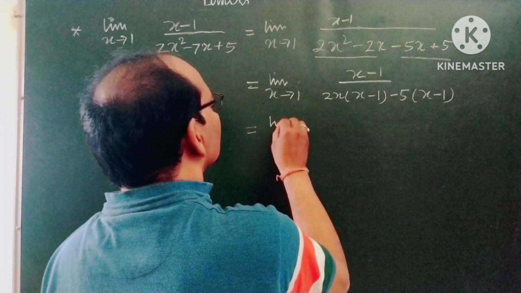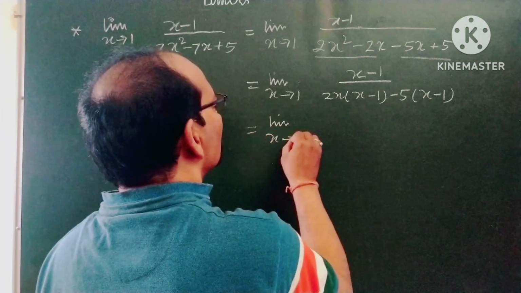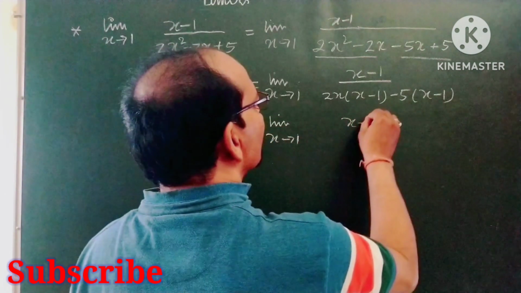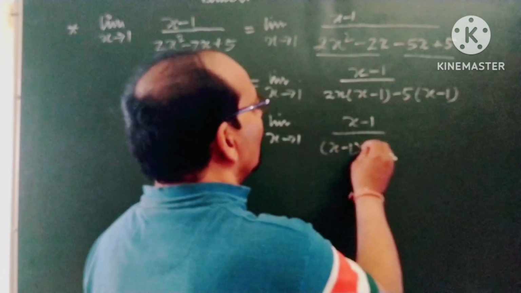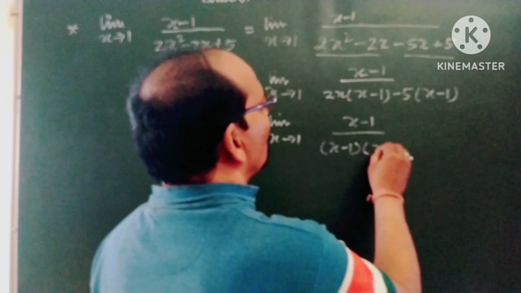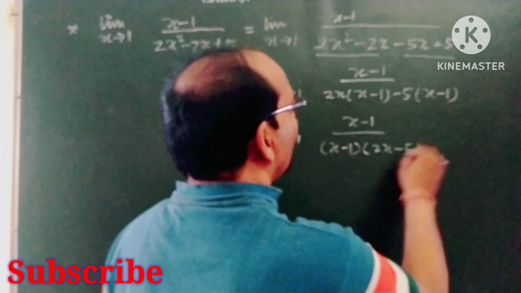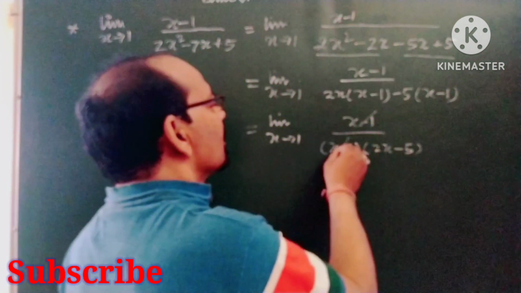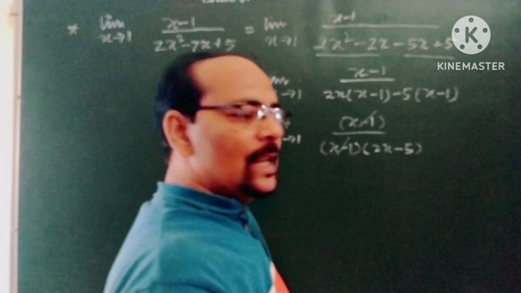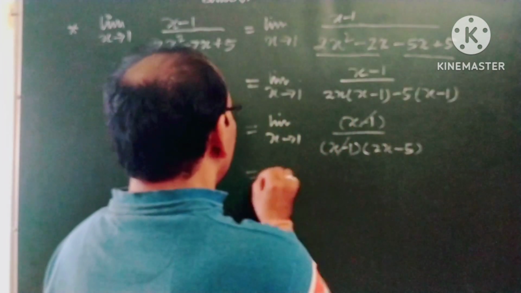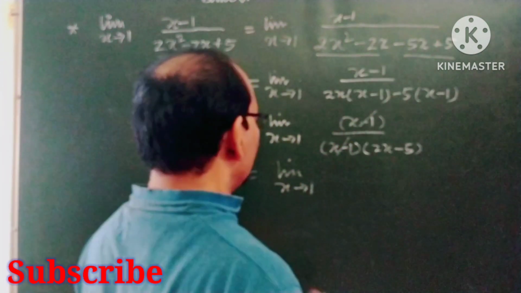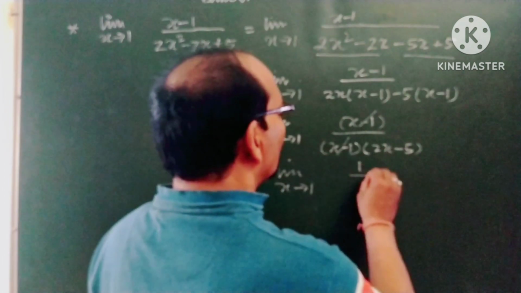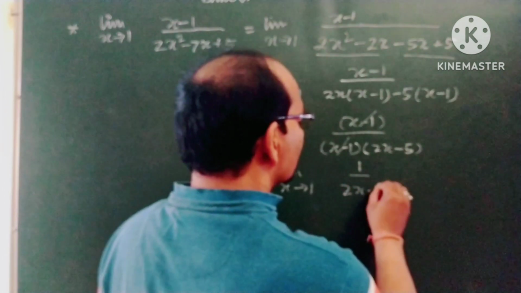After that, limit x tends to 1 of (x minus 1) upon (x minus 1) into (2x minus 5). This and this are the same, therefore they will be cancelled, and after that we take the limit as x tends to 1 of 1 upon (2x minus 5).